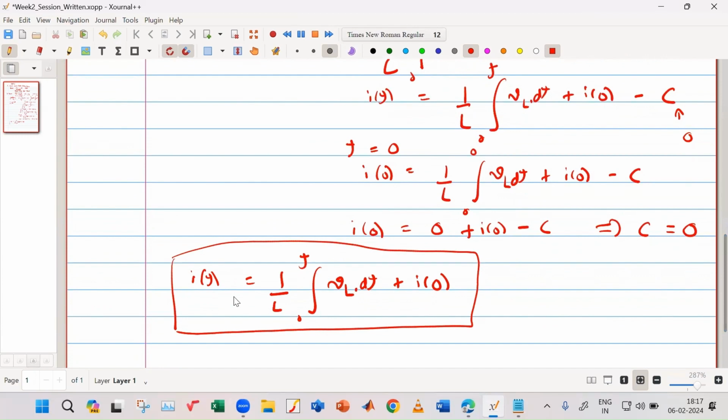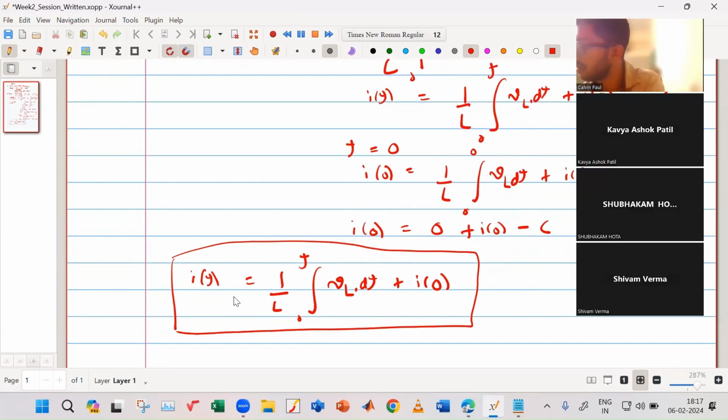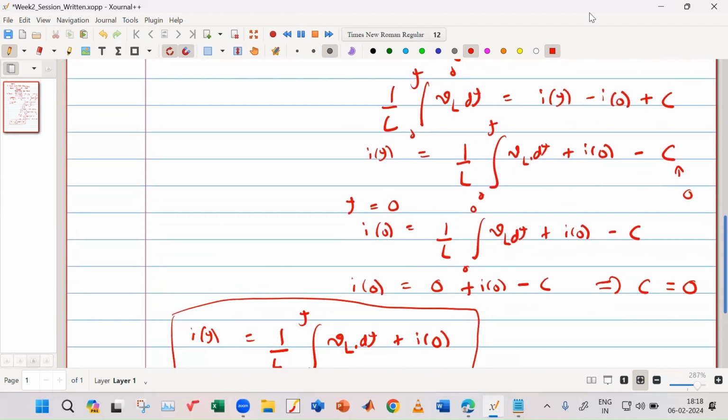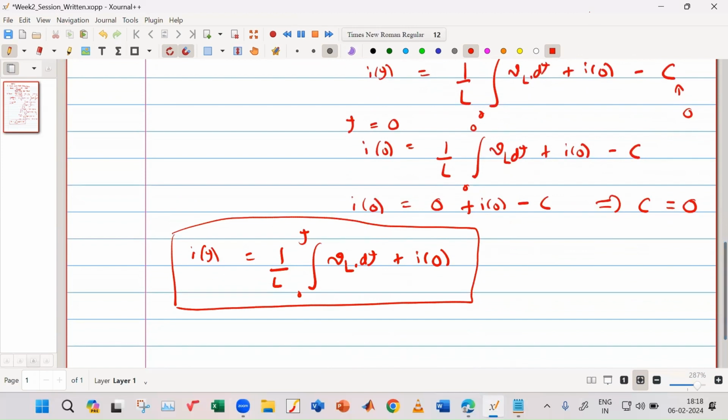Anyone has any queries? So is it clear why this I of 0 is coming? So this is the equation for the inductor current.